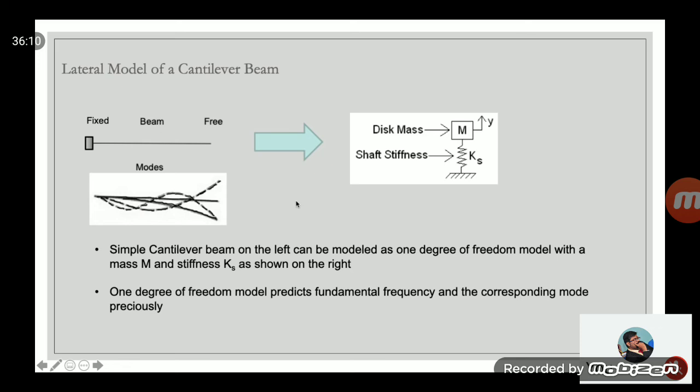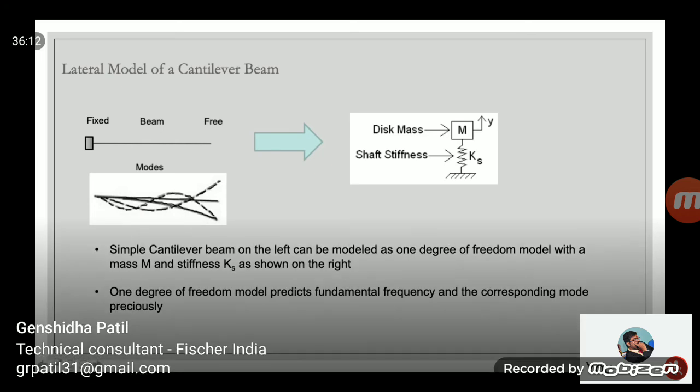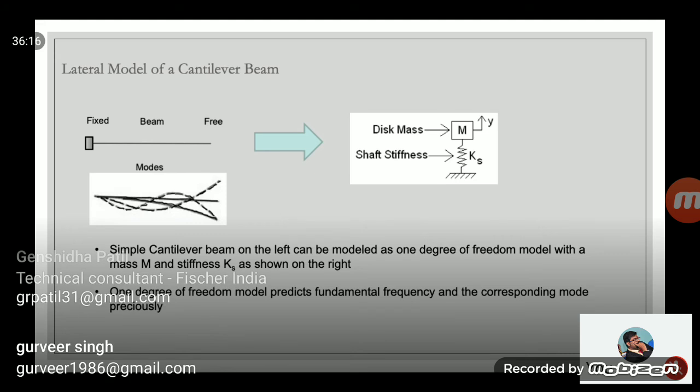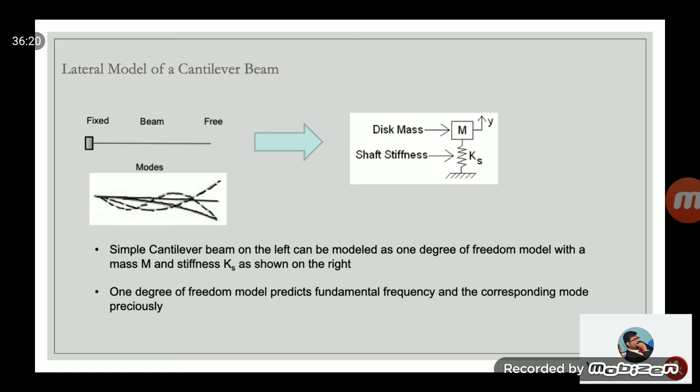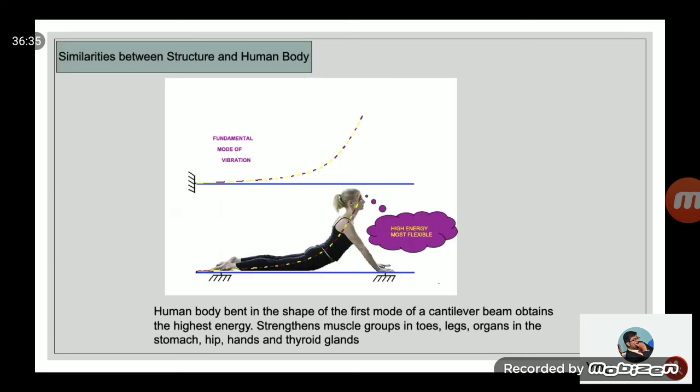So the third frequency, but we are interested in the fundamental frequency. A simple cantilever beam can be modeled using mass and stiffness for obtaining the fundamental frequency. You cannot calculate any other frequencies with the simple model because it's very complicated. So 1 degree of freedom can be used, and one frequency can be calculated.